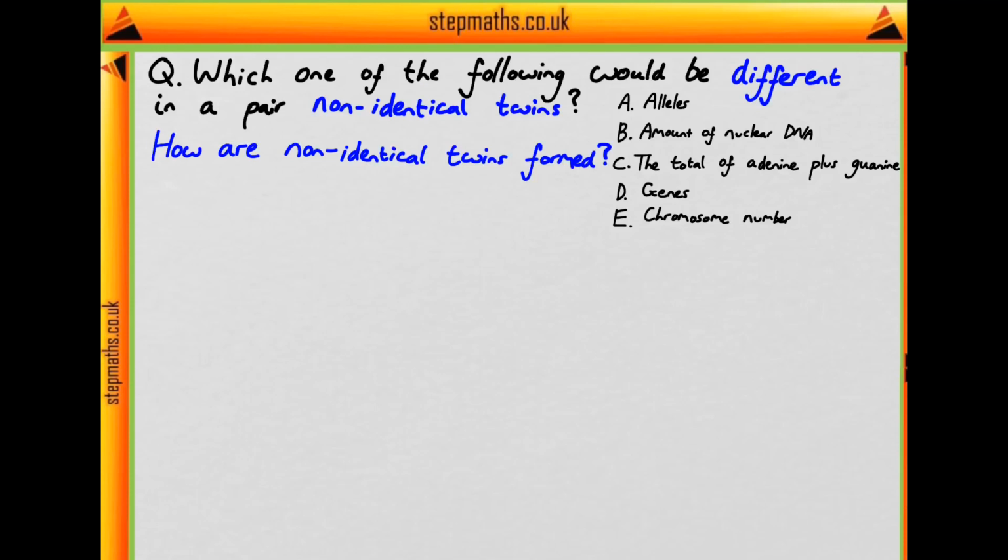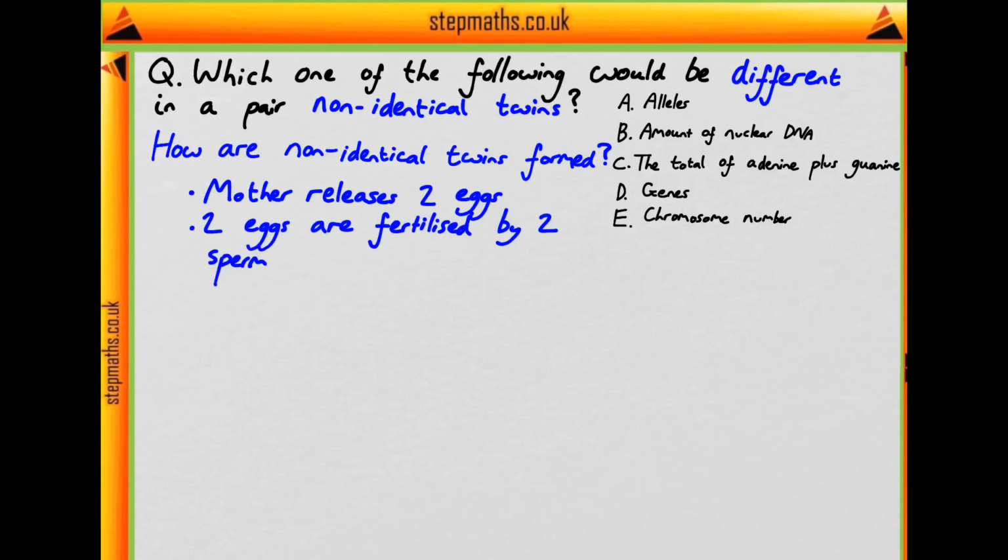So, firstly, the mother releases 2 eggs. Normally she would release 1, but 2 eggs are released instead, and therefore these 2 eggs are each fertilized by 2 different sperm, producing 2 genetically distinct or different people, which are these non-identical twins. And when I say genetically distinct or different, I mean they have different alleles.